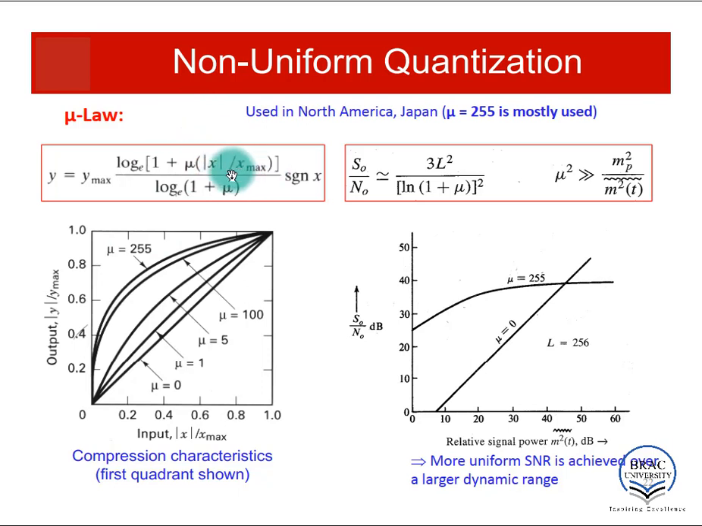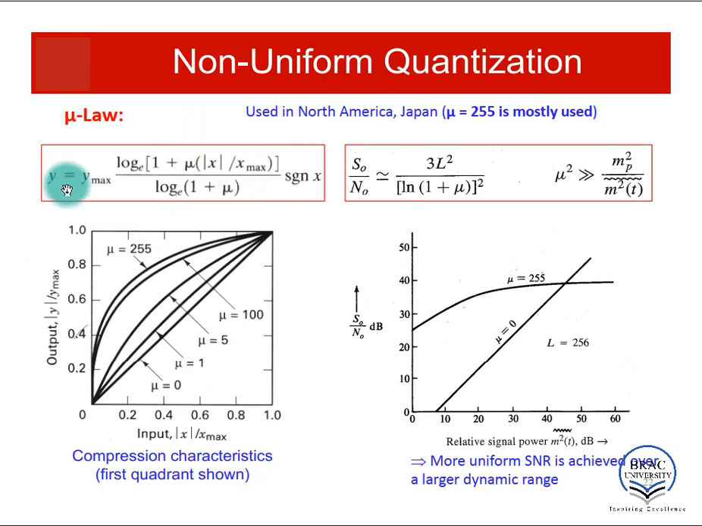All these samples will have an x value, or an input value. Let's say if your sample is 5, then x is 5. And you have an x max from the input signal. The maximum value of the signal is x max, or in some cases, the maximum value of the quantizer is x max, depending on the question. So if you have x, x max, mu, and y max, you can easily determine the value of y.